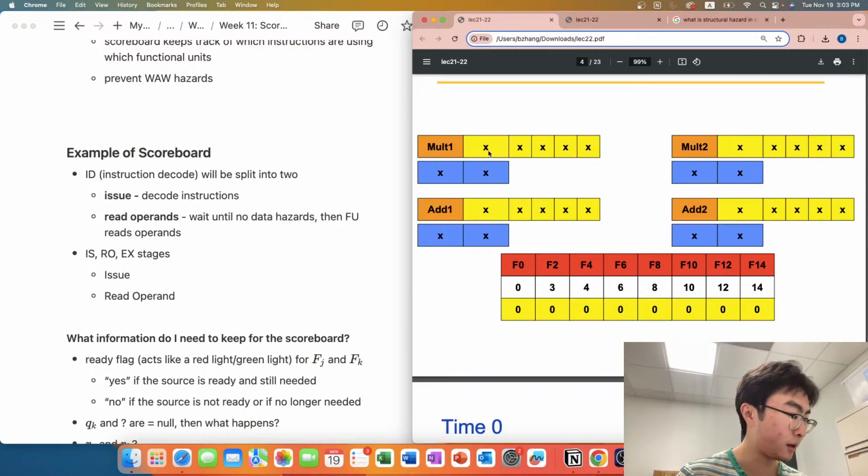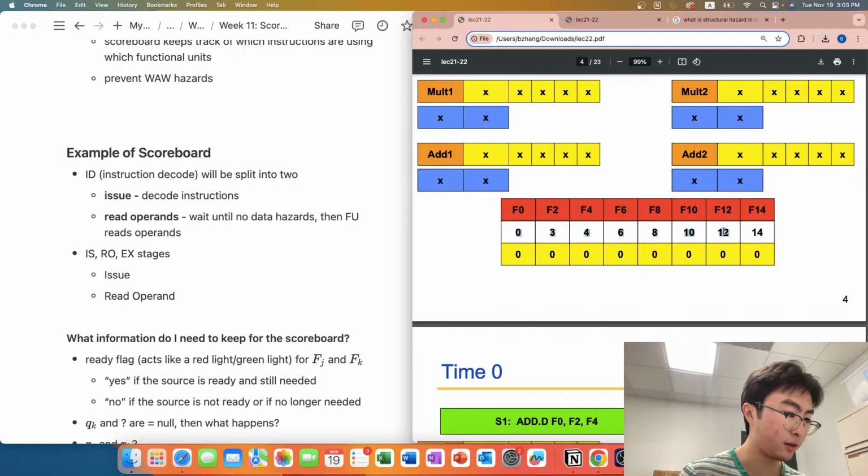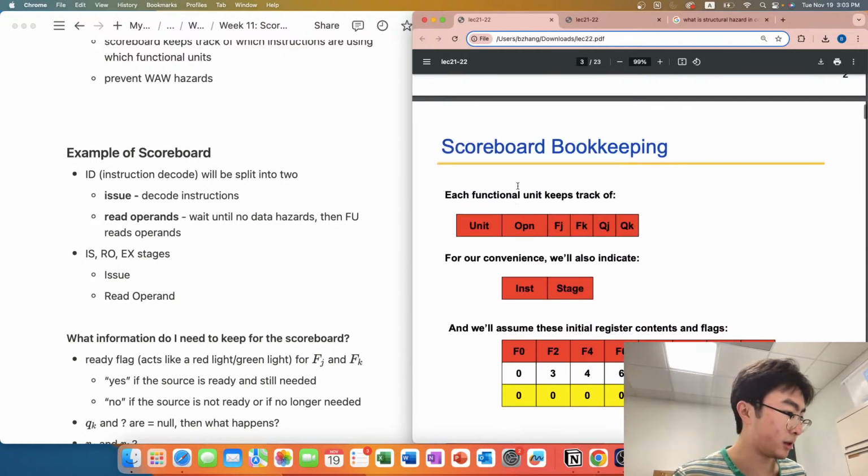So at the very beginning, we have 4 different functional units: 2 for multiply, 2 for add. And we can see it's bifurcated, so we have our functional unit segment and then our register segment and then values for each register. So the first instruction we have, wait, what is S1?